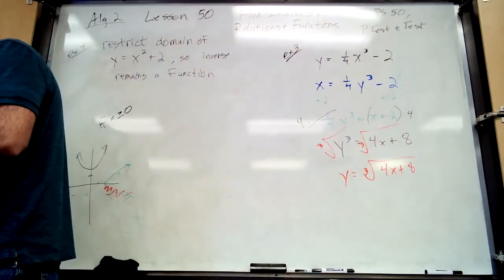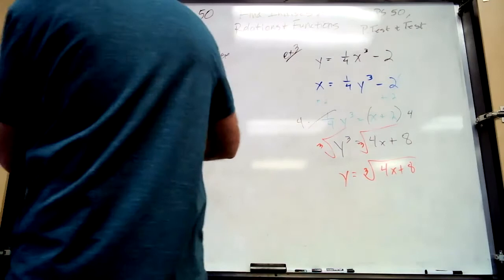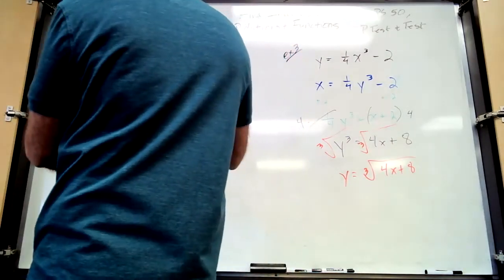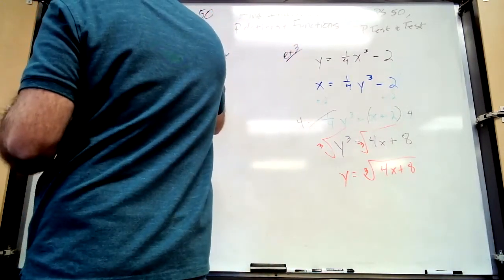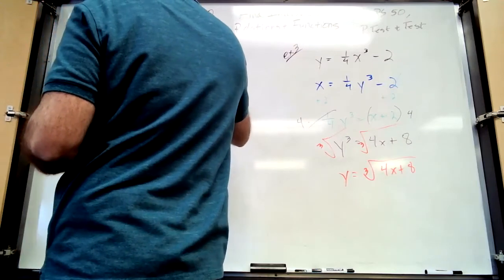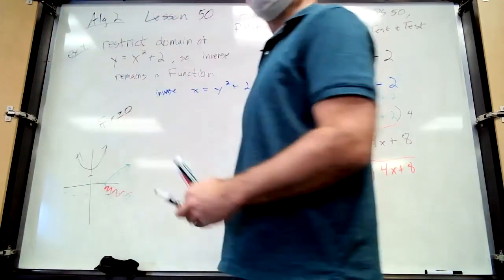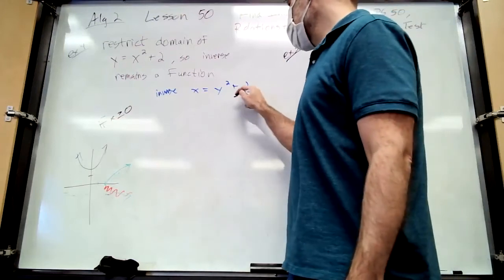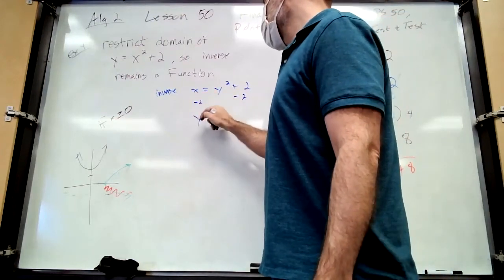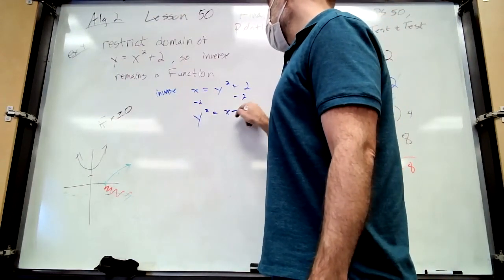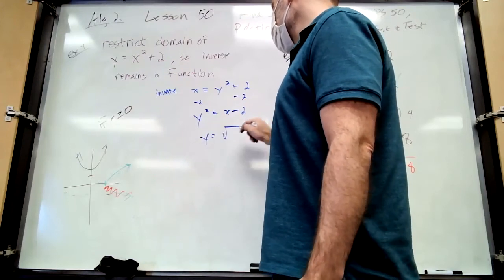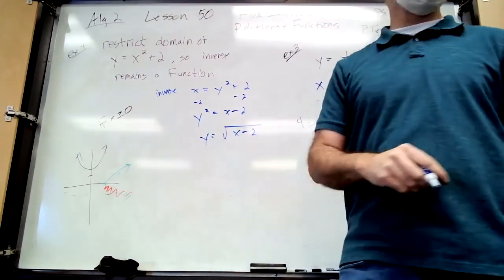But let's do it algebraically. So let's find the inverse. The inverse is x equals y squared plus 2. Let's get y by itself. Get rid of 2, get rid of 2. y squared equals x minus 2. So y equals the square root of x minus 2.